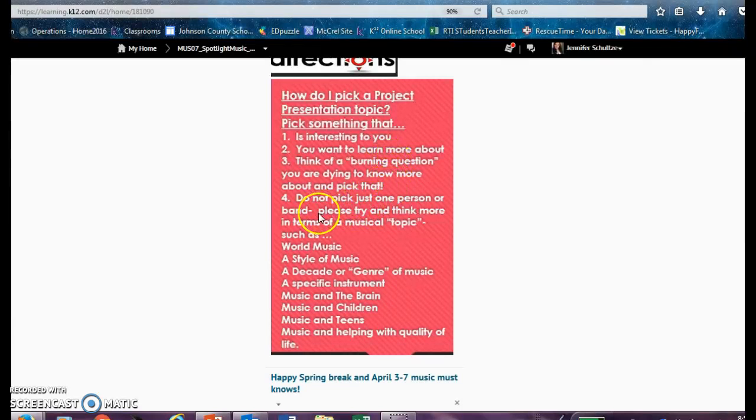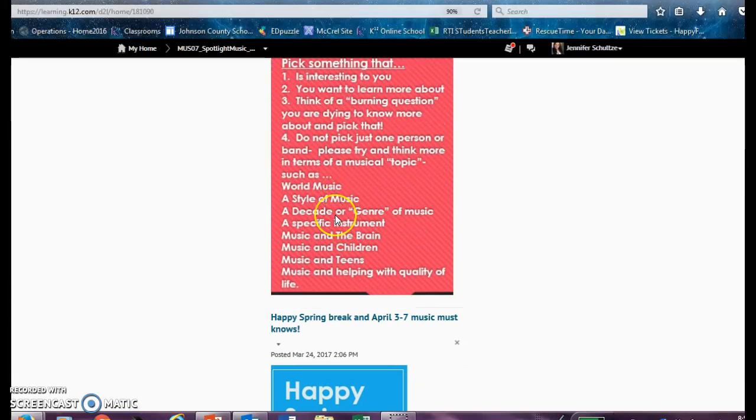And then the other thing is, make sure that you pick not just one person or band. I really don't want you to focus on a person or a band. I would like you to focus on a topic. So a couple ideas: world music, maybe Chinese music or Indonesian music or African music. You can talk about a style of music, for instance, jazz music or blues or rock and roll. You can pick a decade like the 80s.